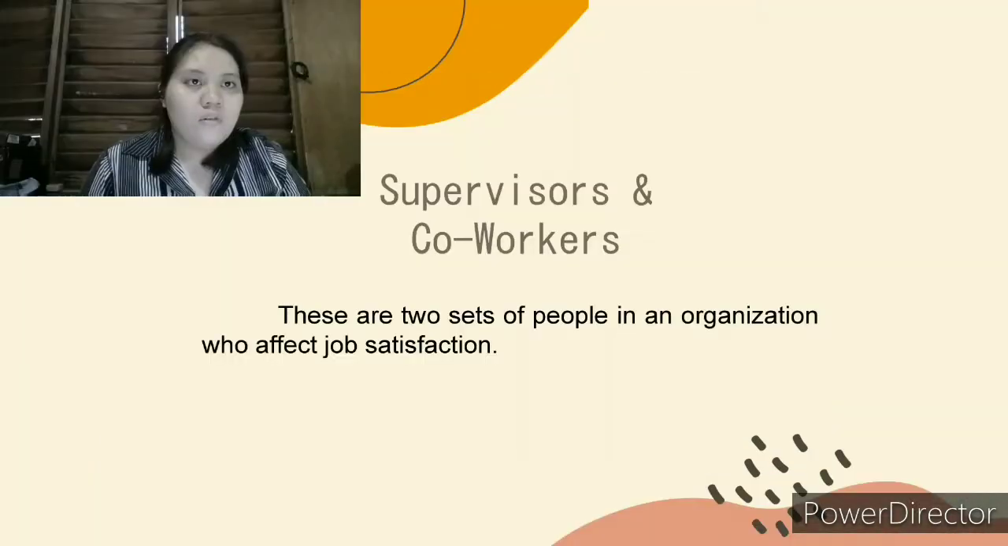With a few exceptions, there is a strong positive relationship between task complexity and job satisfaction. That is, the boredom generated by simple, repetitive jobs that do not mentally challenge the worker leads to frustration and dissatisfaction. Supervisors and coworkers. These are the two sets of people in an organization who affect job satisfaction. A person may be satisfied with their supervisor for a reason. It may be that the employees see their supervisor as having more. That is, genuinely caring about the worker and respecting them as a person.